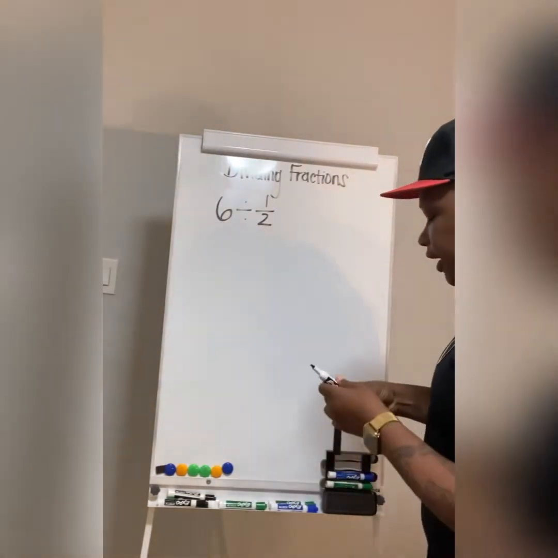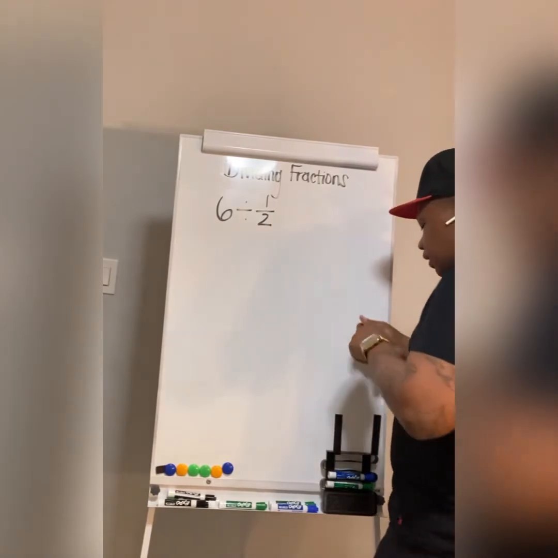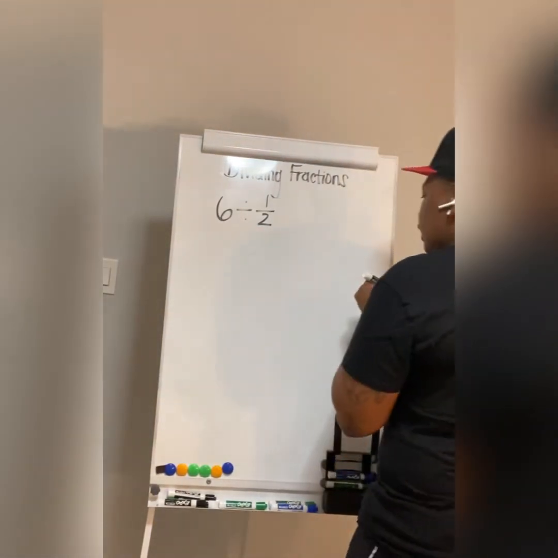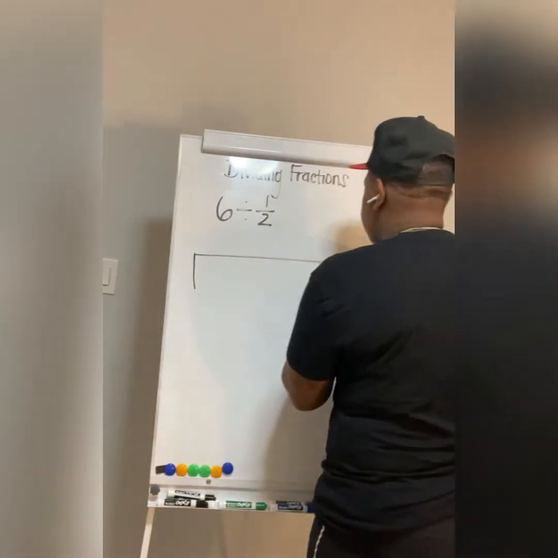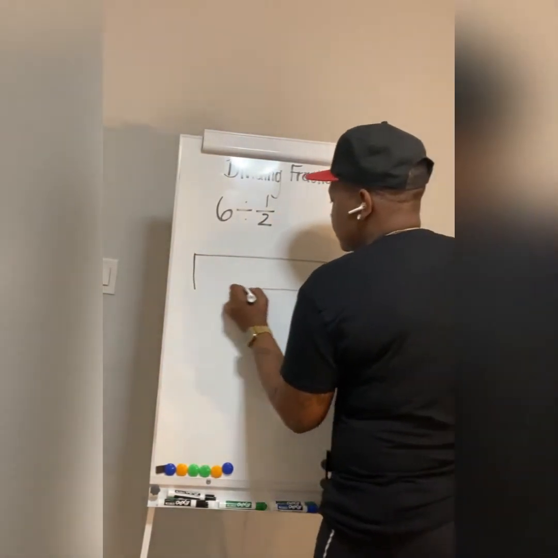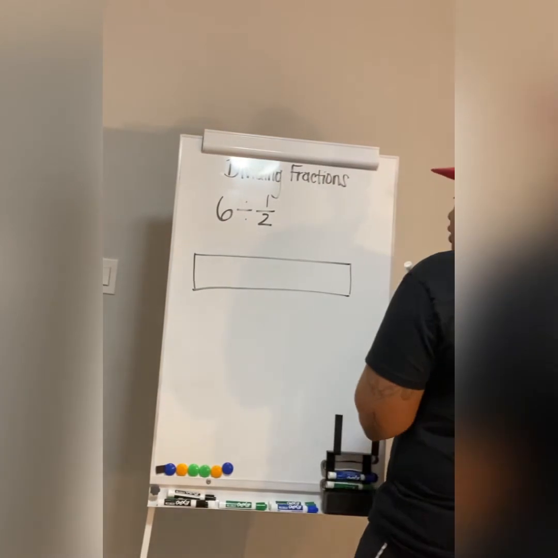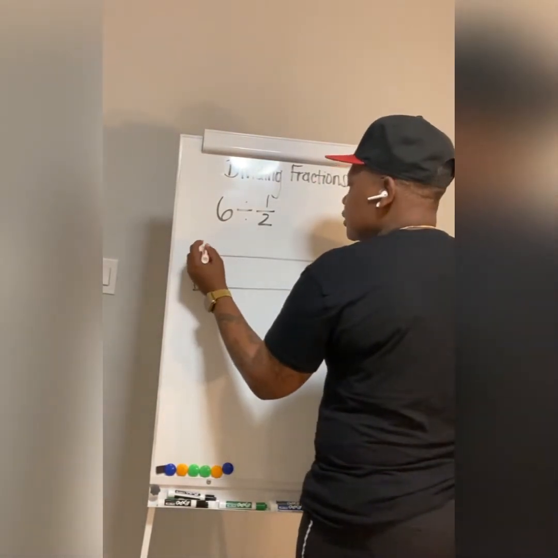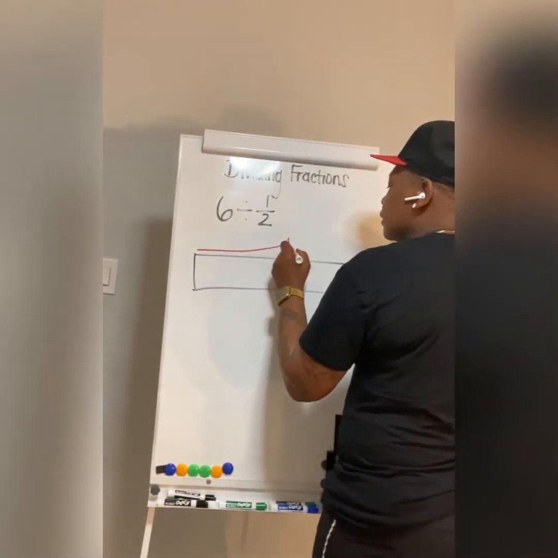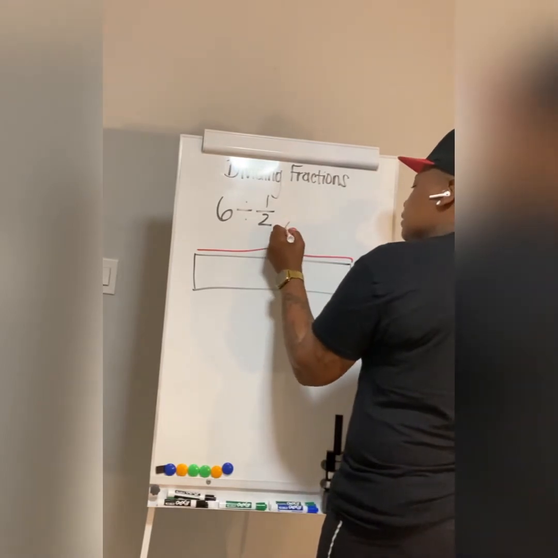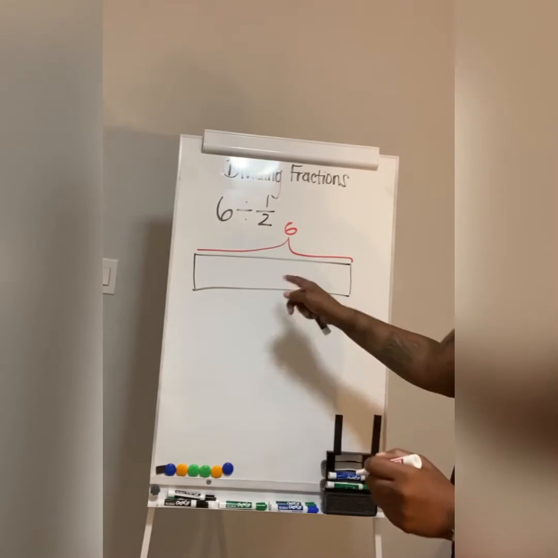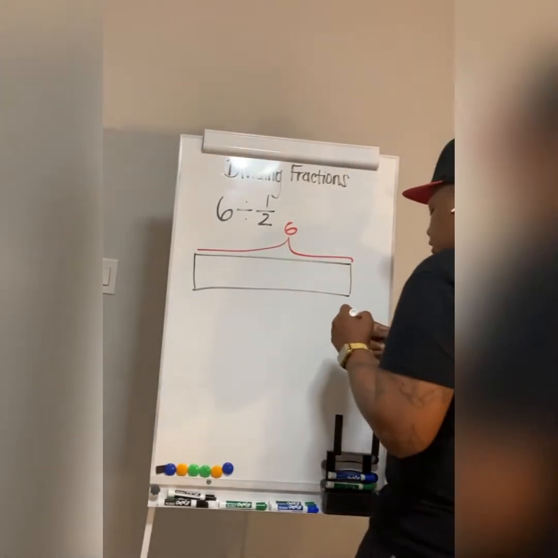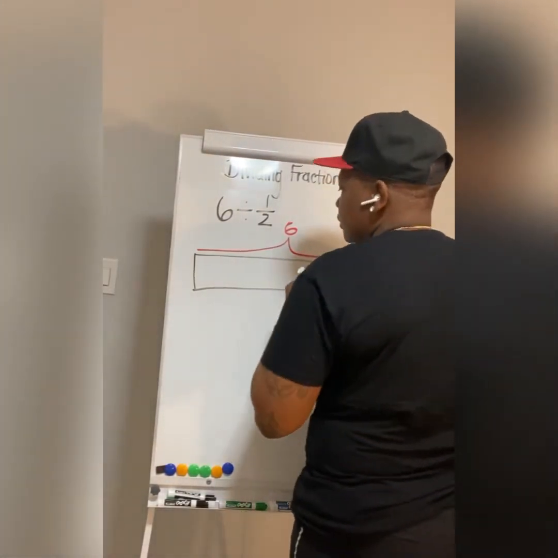So let's say I do this out. Let's say I modeled this for you. So let's say I wanted to figure out how many 1/2 are in 6. All right, so this is our figure, this is our model. And this whole entire model is going to be equal to 6, right? Because I'm trying to figure out how many 1/2 can I get out of 6. So let's take a look and see how we would do this.